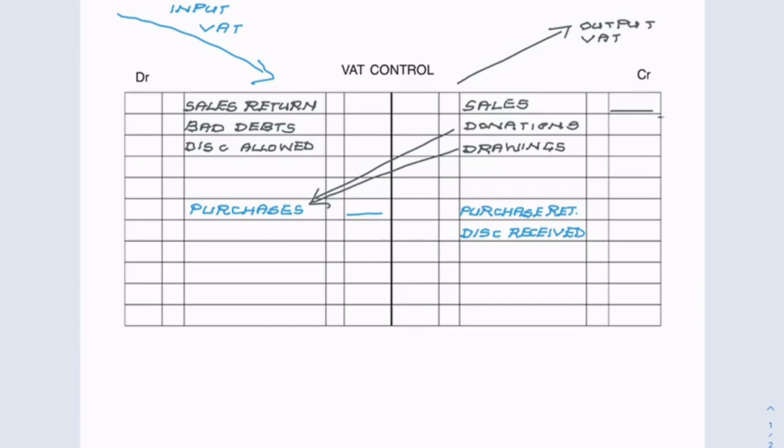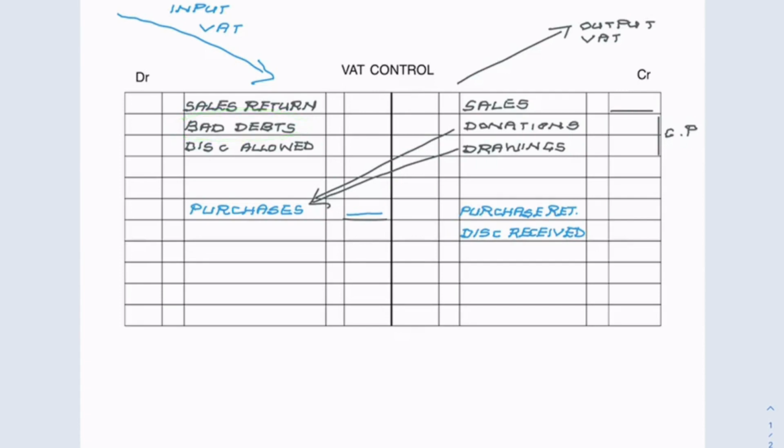So SARS doesn't expect us to do it with a markup, so both of those will be recorded at cost price. So all we're doing is we're paying back the input VAT that was originally claimed when those goods were bought. And the final transaction here that I need to include is related to bad debts.